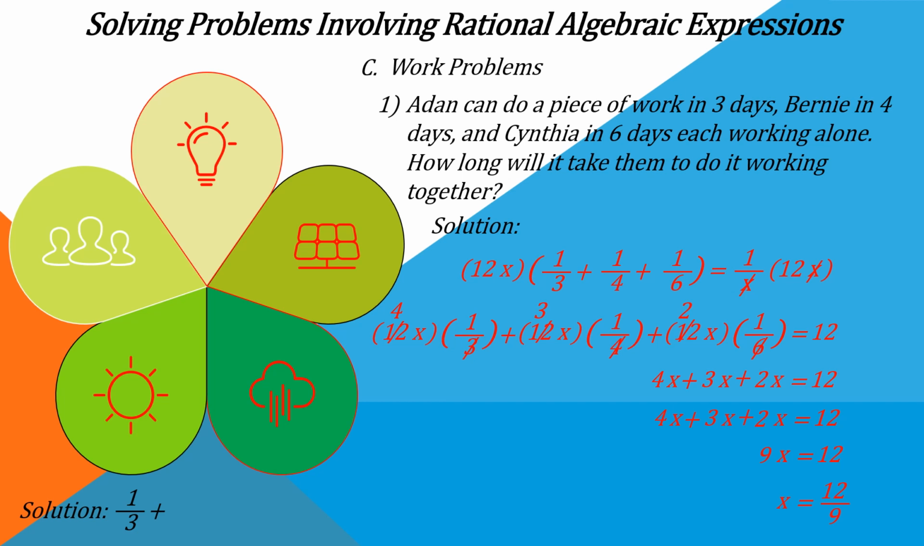Now let us check our answer. 1/3 plus 1/4 plus 1/6 is equal to 1 over 12/9, or 4 over 12 plus 3 over 12 plus 2 over 12 is equal to 9 over 12, or simply 9 over 12 is equal to 9 over 12. Therefore, our answer of 12 over 9 as the number of days to do the job working together is correct.